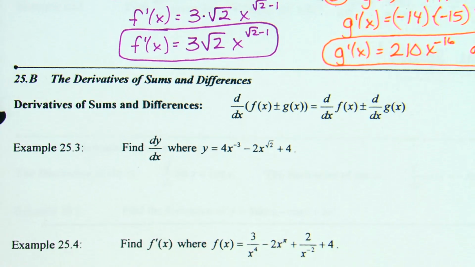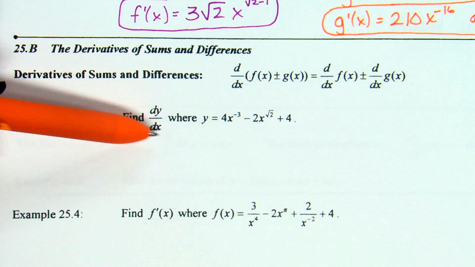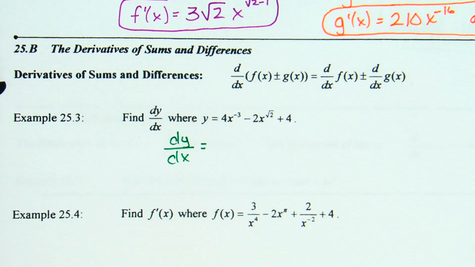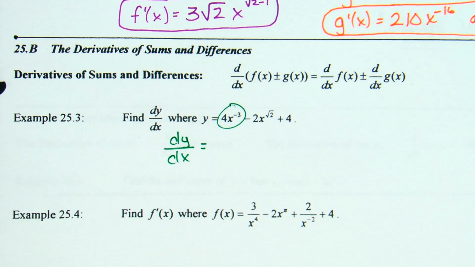So if you look at example 3, first of all, notice it's dy dx. So that's a derivative of the y equation with respect to x, is what we're being asked to find. Y is given as 4x to the negative third minus 2x square root of 2 plus 4. Okay, what are we going to do? Okay, one by one. So derivative of 4x to the negative third.